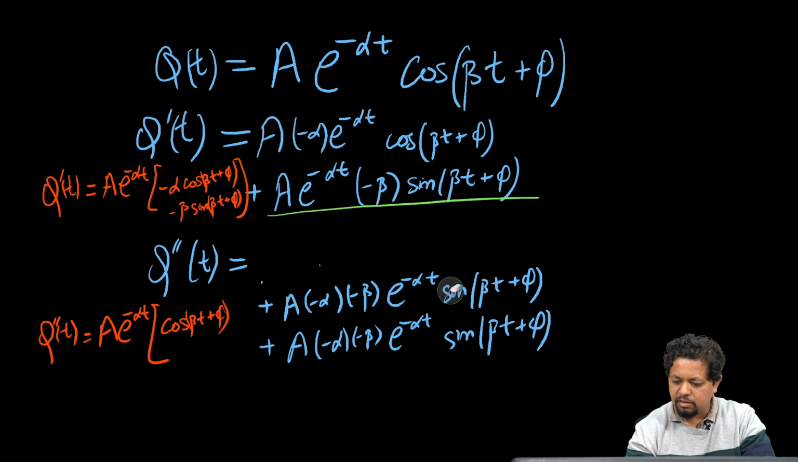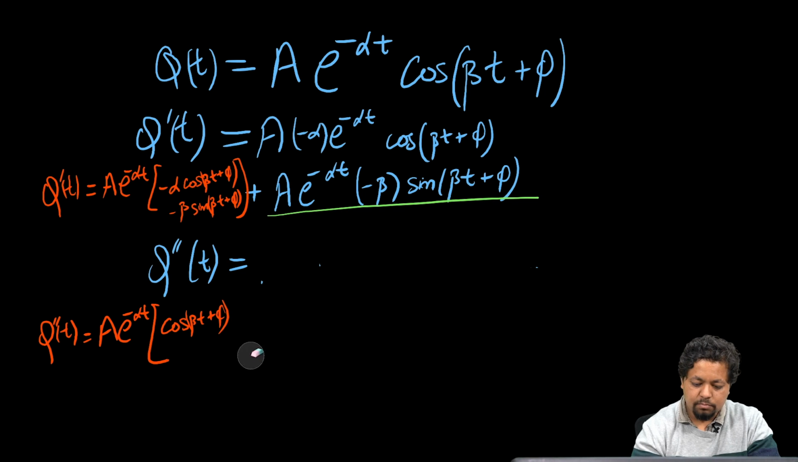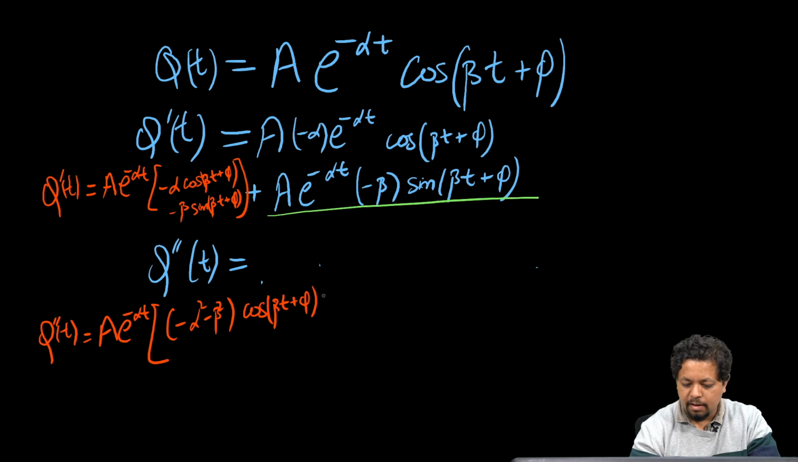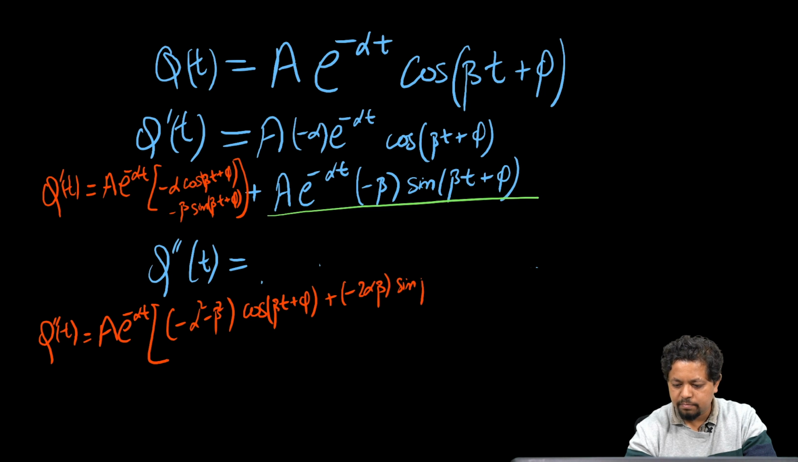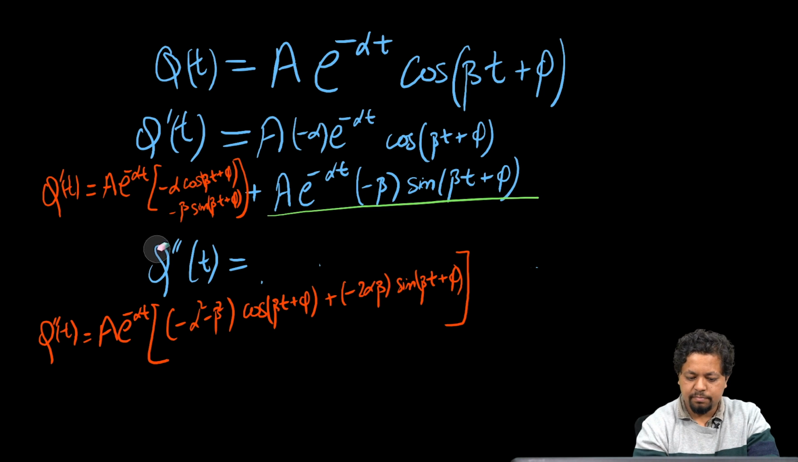And the sine of beta t plus phi term is multiplying minus alpha beta twice, so I can get rid of that also. So the cosine term comes with minus alpha squared minus beta squared, cosine of beta t plus phi, and the sine term comes with minus 2 alpha beta sine of beta t plus phi. Now I can go ahead and get rid of this stuff.